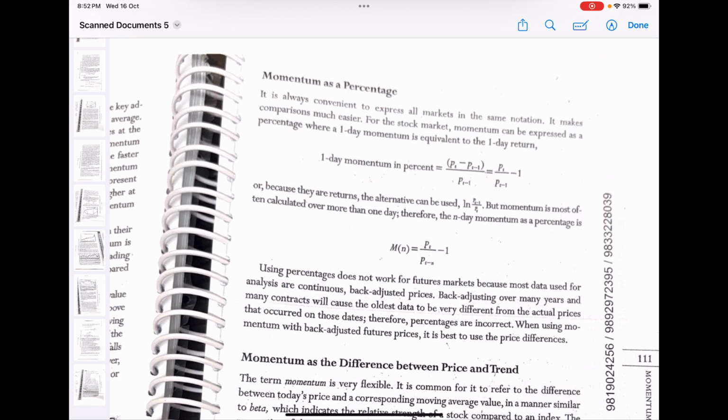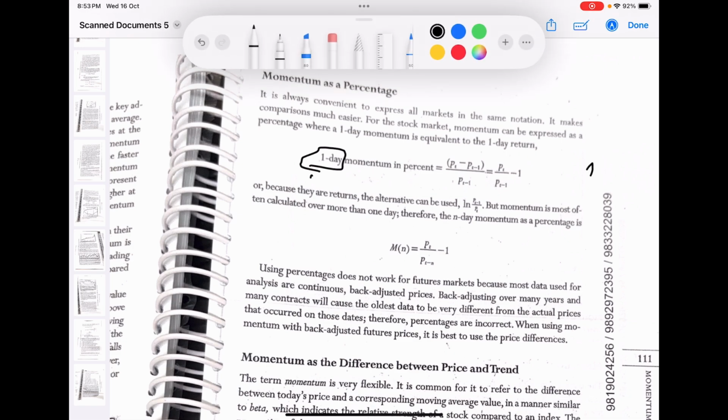So momentum can be expressed as a percentage, where 1 day momentum is equivalent to 1 day return. What does that mean? If you're talking about 1 day momentum, it would be today's price minus the price 1 day before, divided by the price 1 day before. T is today, T minus 1 is today minus 1 day, which is yesterday. So this is the formula.